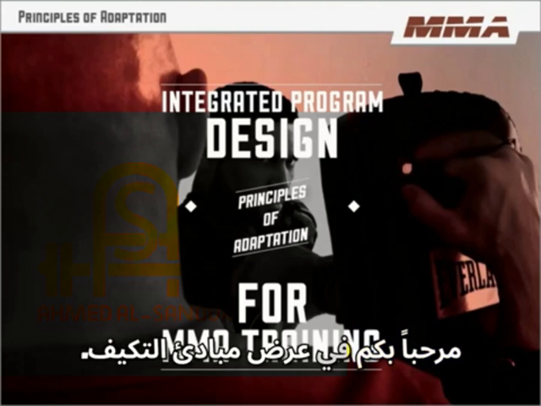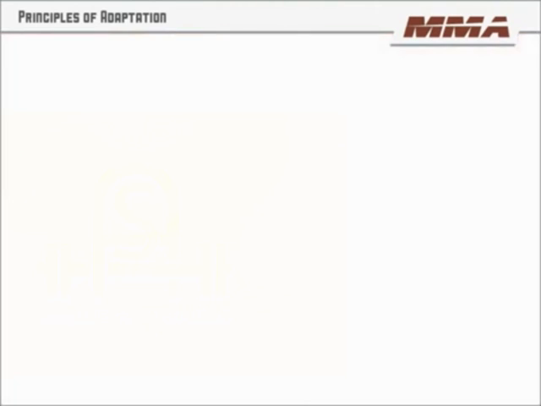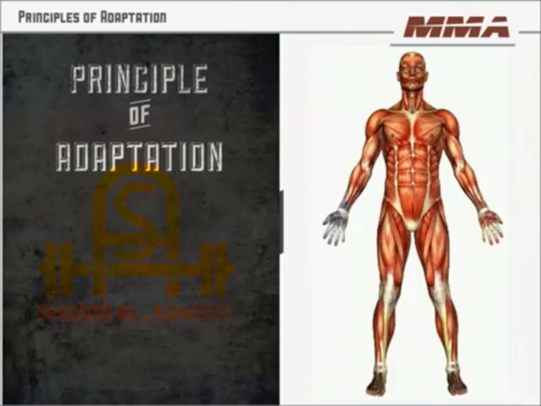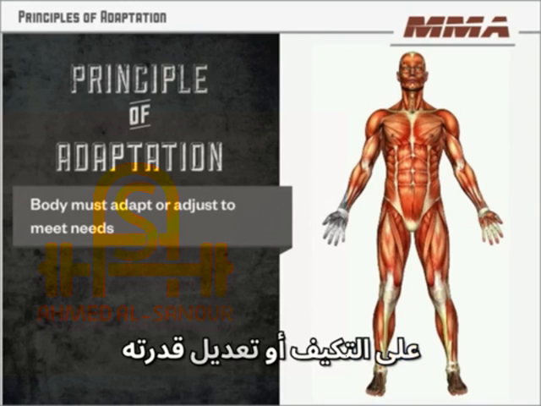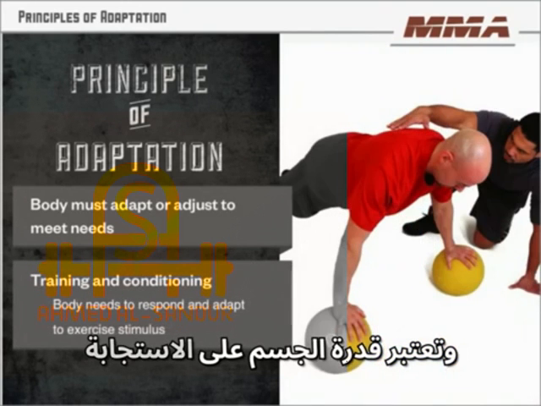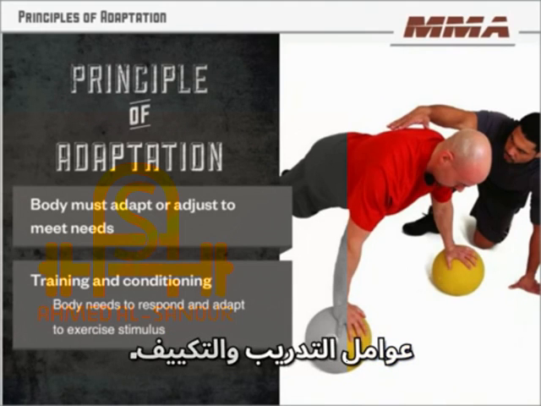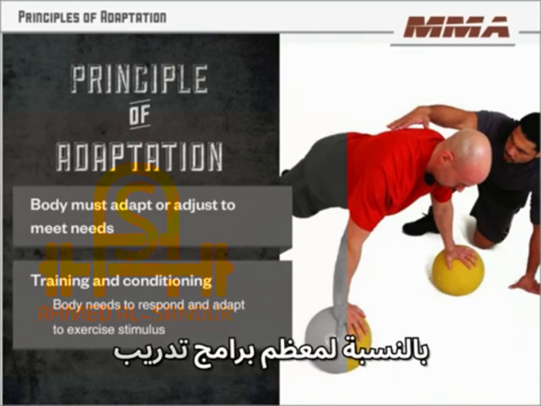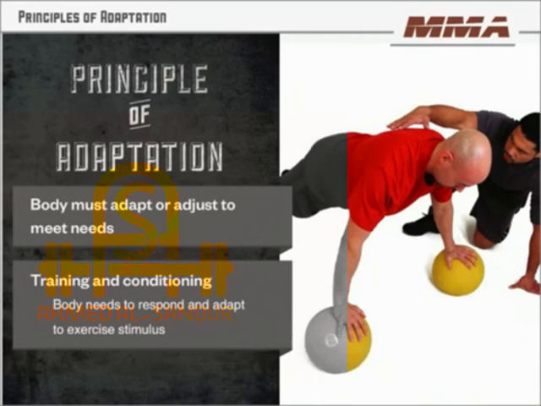Welcome to the Principles of Adaptation presentation. A human body has the amazing ability to adapt or adjust its functional capacity to meet its needs. And the body's ability to respond and adapt to an exercise stimulus is one of the most important factors of training and conditioning. For most exercise training programs, some form of adaptation is a primary goal.